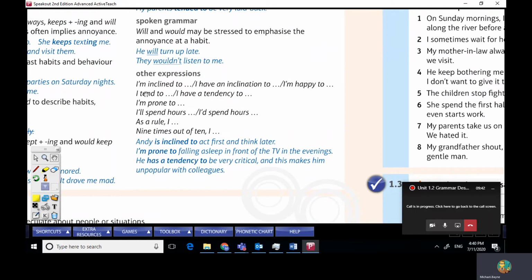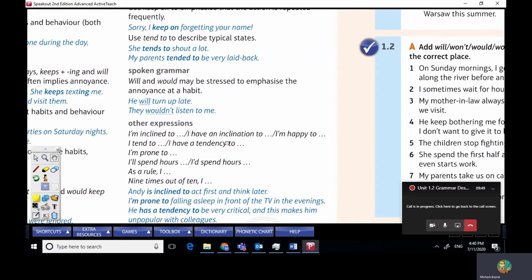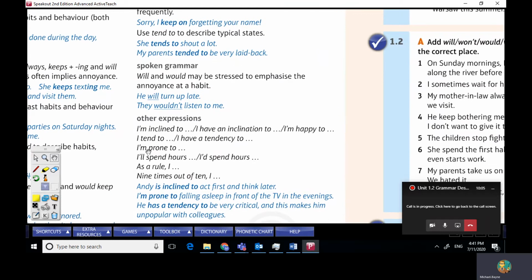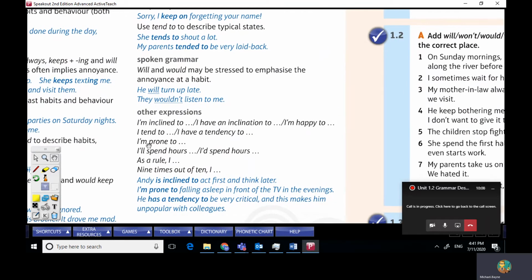Okay, let's look at some other expressions that we use to express habits. I'm inclined to, I have an inclination to. Basically, those mean the exact same thing as I tend to or I keep on. Okay, I tend to, I have a tendency to. Really, all those mean basically the same thing, and just something that is a repeated action, especially as a habit. I'm prone to is very similar to I'm likely. I'll spend hours doing, I'd spend hours doing. We use ing here with this.